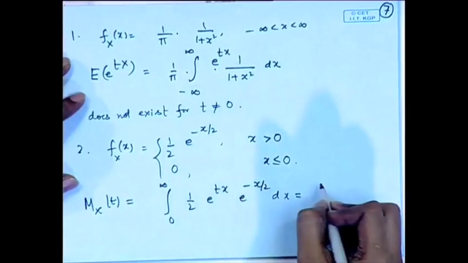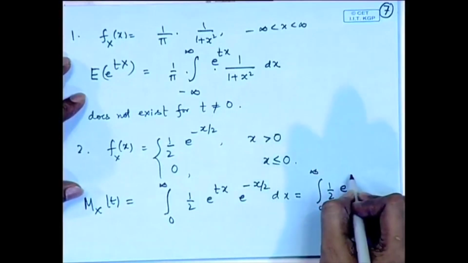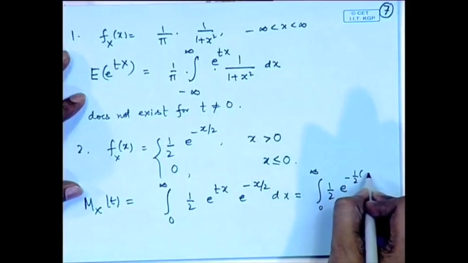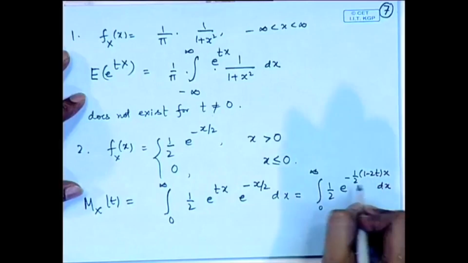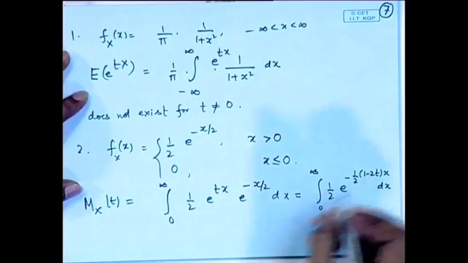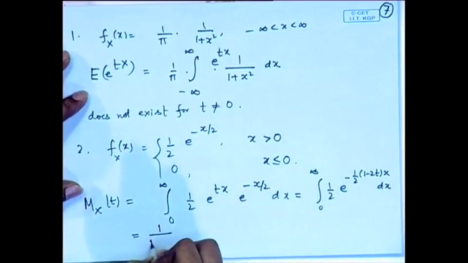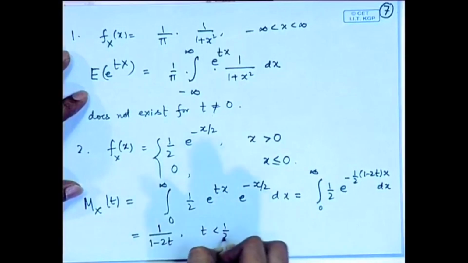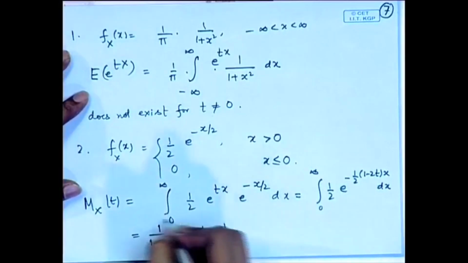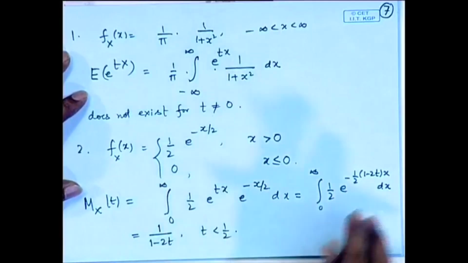Now, this you can combine. So it becomes the integral from 0 to infinity of half e to the power minus half (1 minus 2t) x dx, that is equal to 1 by 1 minus 2t for t less than half. So here the moment generating function exists in a neighborhood of 0.